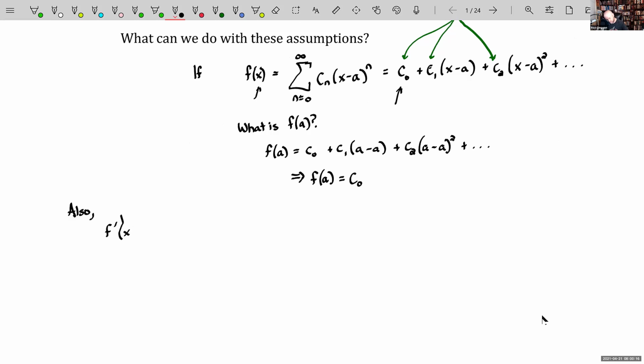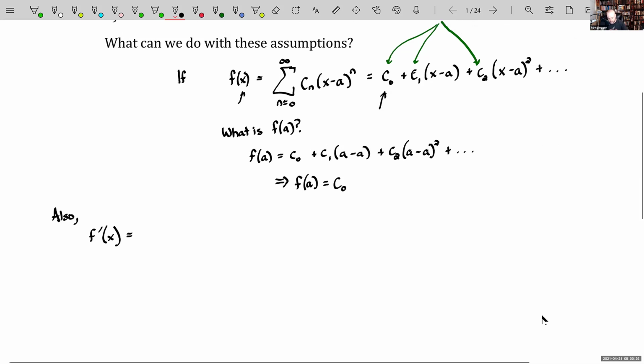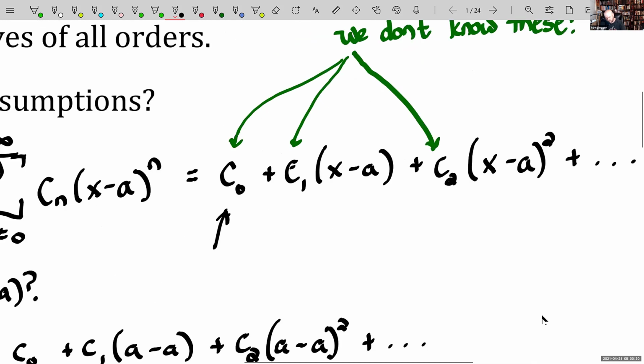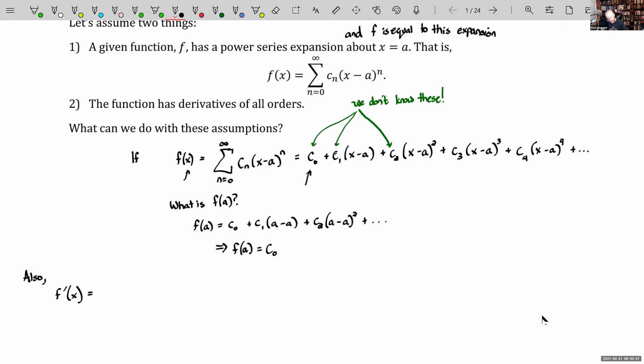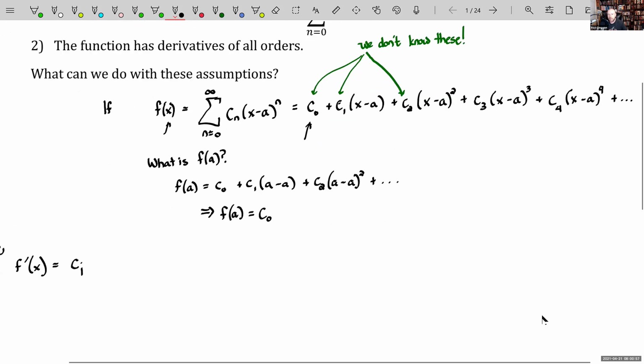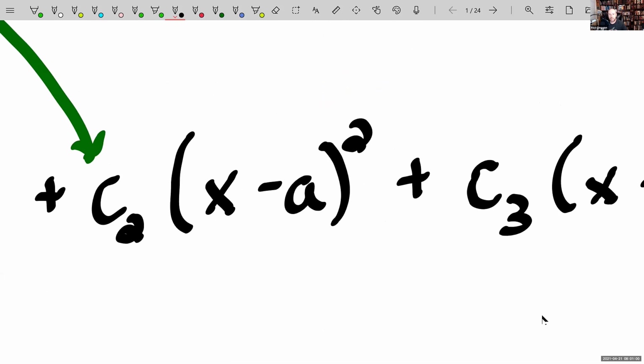f prime of x, well, here's the power series expansion right here. And in fact, let me write it out a few more terms because I definitely want to really drive the point home. All right. The derivative, well, the constant disappears and we get c1 times the derivative of x minus a, which is just 1, plus the derivative of this guy, which is going to be 2c2 times x minus a. So let's write that down.